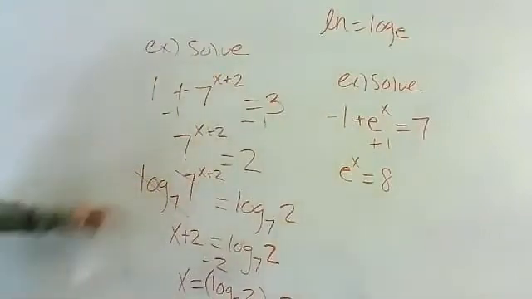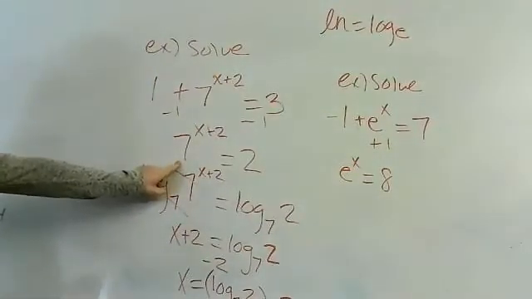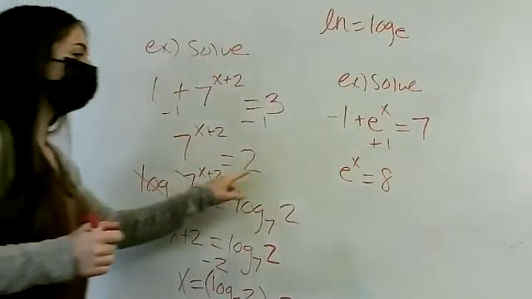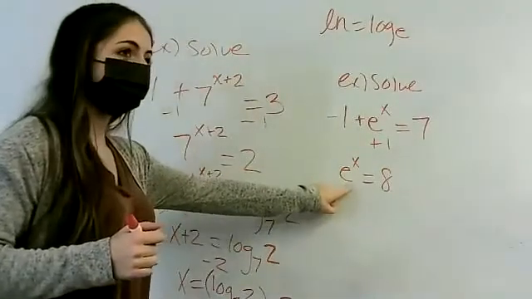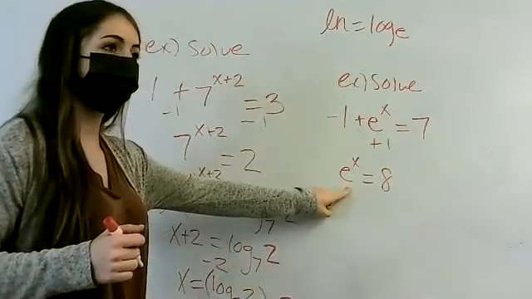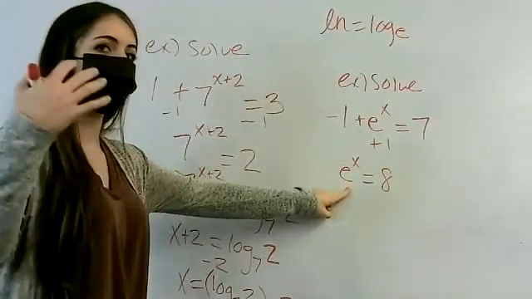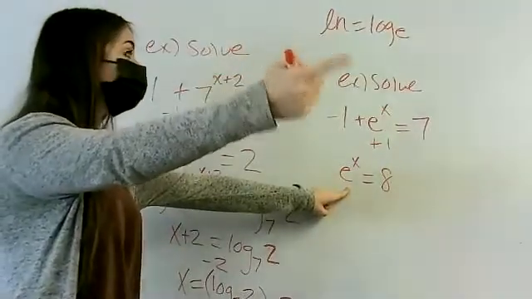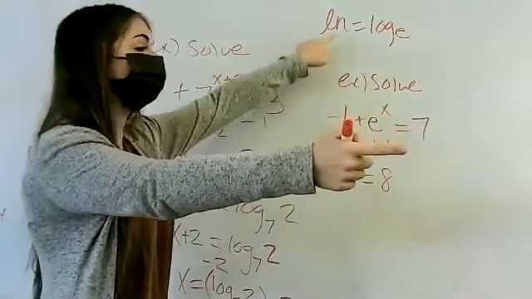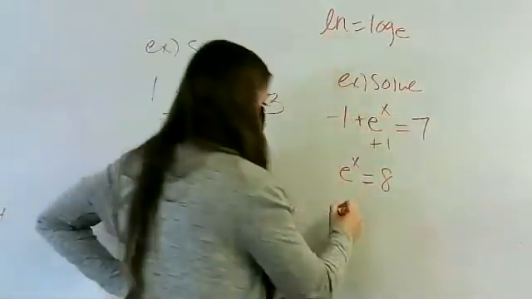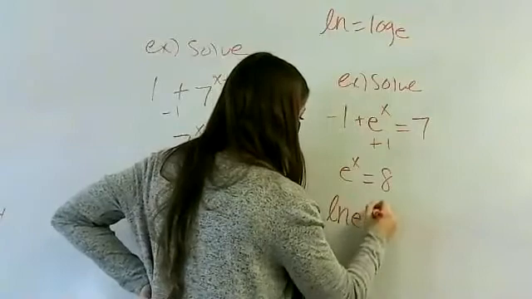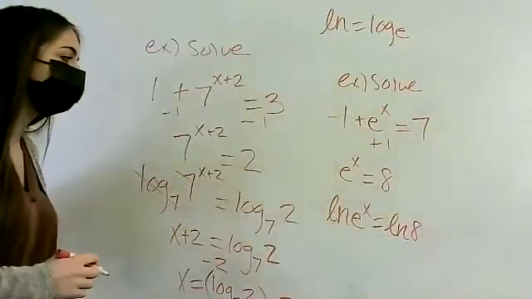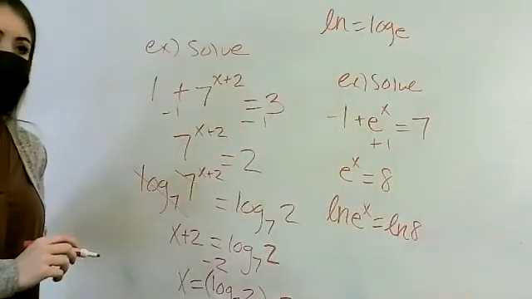Now I'm at that stage where I have to get rid of the base of my exponent, right? I had to get rid of the 7 by taking a log base 7. So if I want to get rid of an e, you have to get rid of that by taking log base e. And what is log base e? A natural log. Good, so if I add a natural log to both sides, that is natural log of e to the x equals natural log of 8.